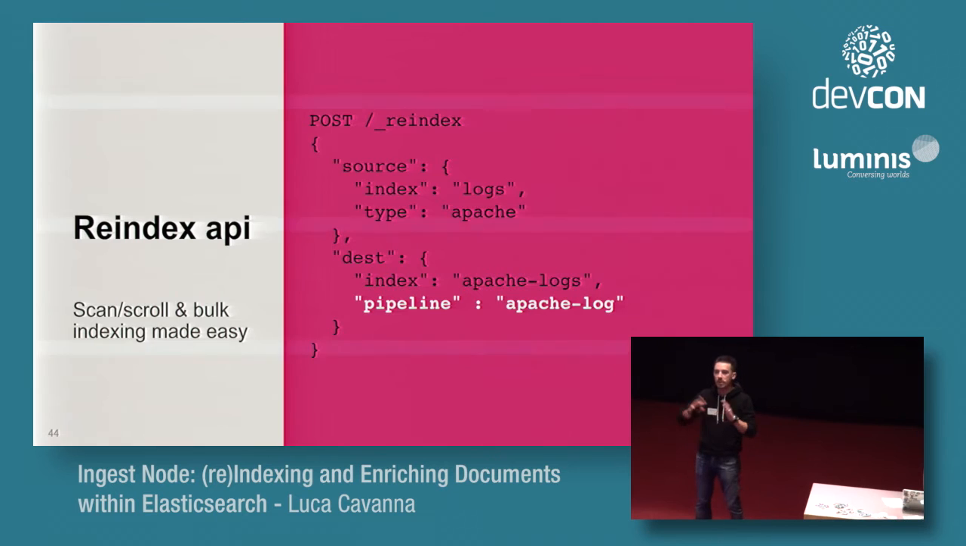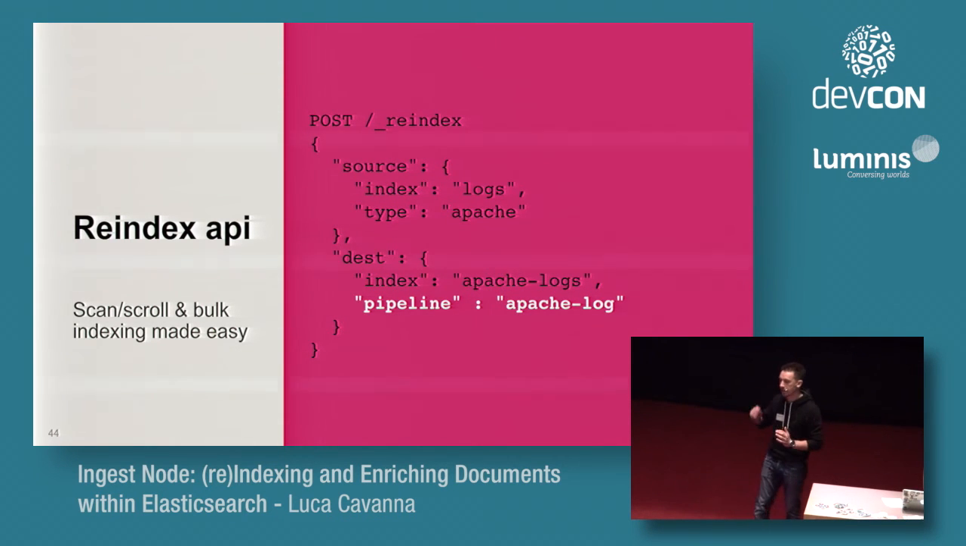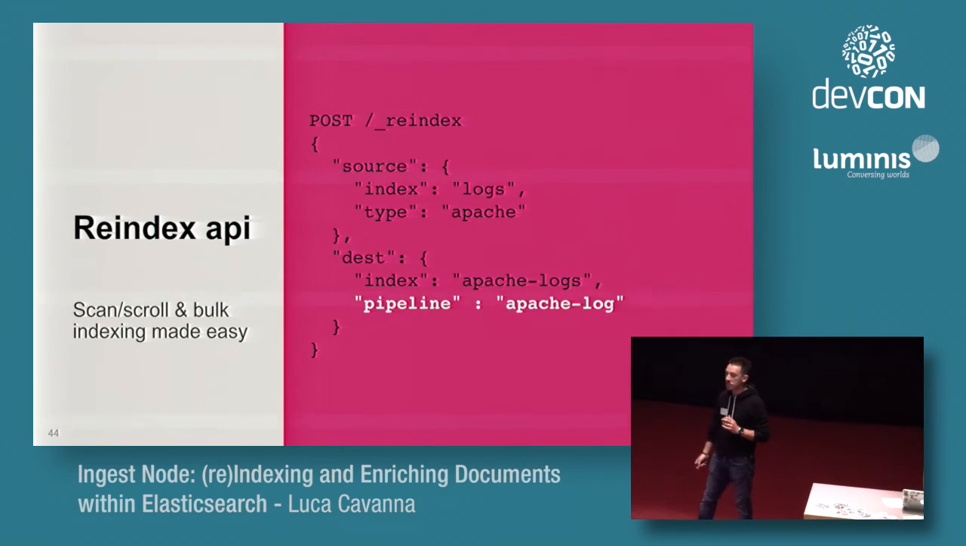So now we have a single API. You don't have to worry about all of these things. You just call the reindex API. You specify the index where you want to take your data from. You can specify a query or the type. So for example, you can filter out some of the documents and take only a subset of the documents that you want to reindex. And then you specify the destination index, in this case, Apache logs. And again, you can specify there a pipeline ID. So say, I do want to reindex documents. I also want to enrich them while I reindex them.